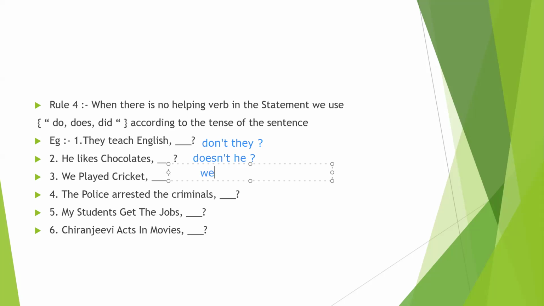First we write the subject, then the question mark. Now we move to the statement, whether the statement is positive or negative. The statement is positive. So we can write the negative question tag. There is no helping verb. Now we can see the verb. Here the verb is played. If the verb is V2, then we can use did. Since it takes a negative question tag, we write didn't we.